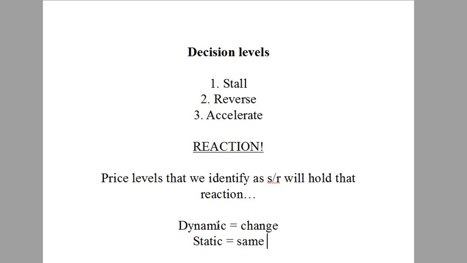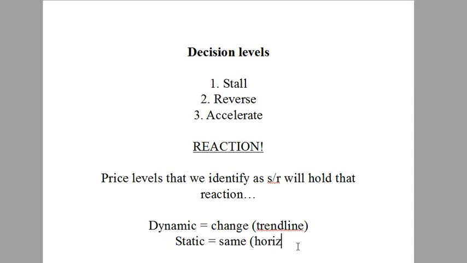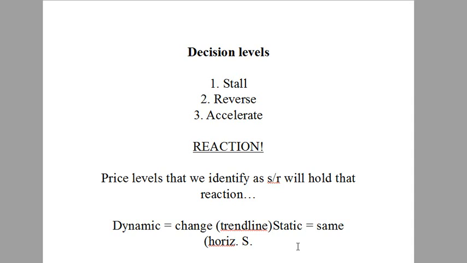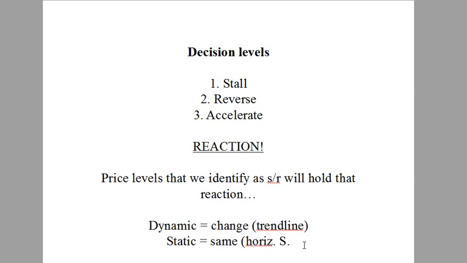A trend line is dynamic. If I'm going to compare two very easy tools, a trend line is dynamic, while a horizontal support and resistance level is static. That's the major difference in terms of the types of levels that we'll look for on a chart.